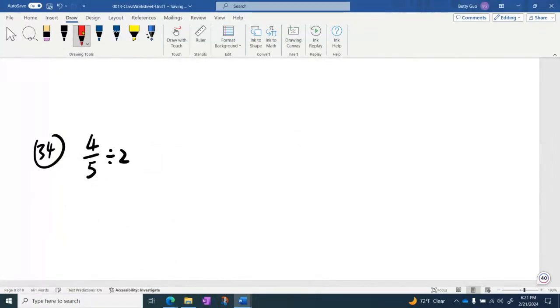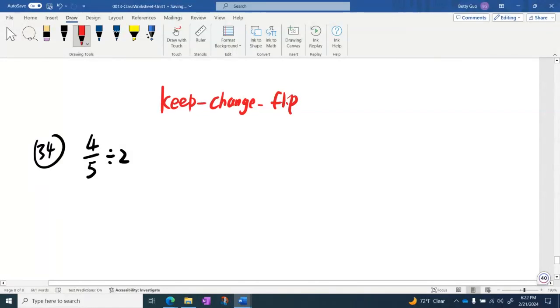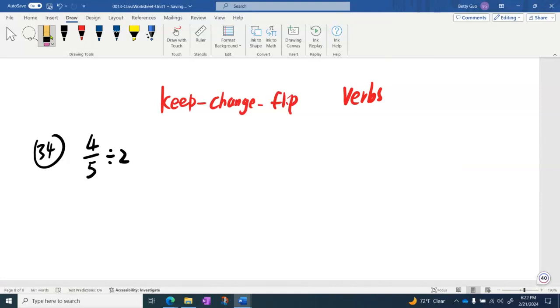Dividing fractions is pretty straightforward. One rule only. Keep, change, flip. Okay? So that's the rule we need to apply when we divide two fractions. Keep what? Change what? Flip what? And that's the question, right? Keep, change, flip are verbs, and you have to figure out what we apply those verbs on.